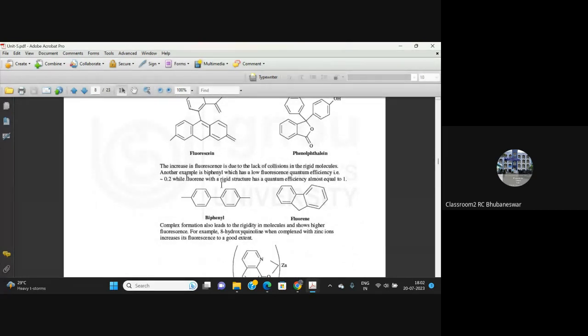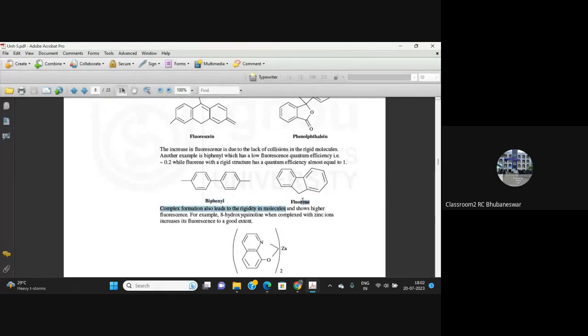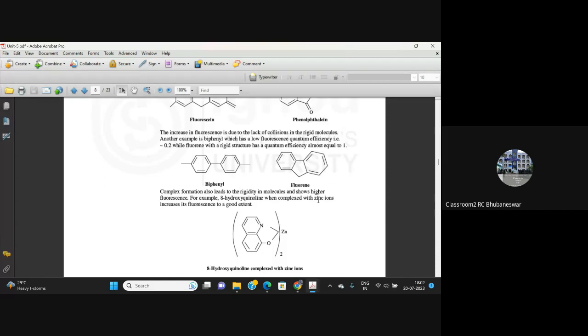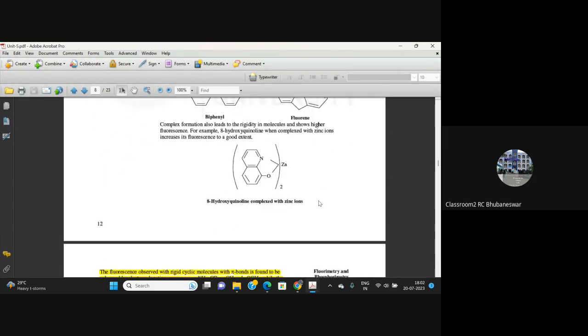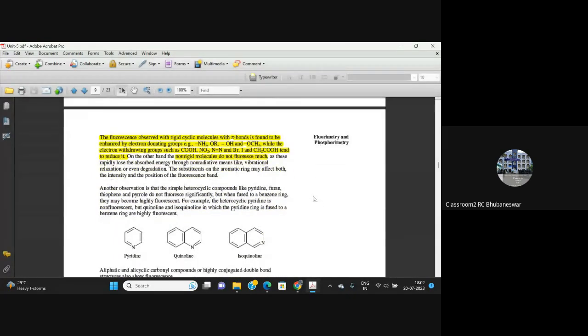Here we can also see one thing, biphenyl and fluorene. These are of low quantum yield and give less intense fluorescence. Wherever conjugation is missing, you may not think that it will be fluorescent in nature. The fluorescence observed with rigid cyclic molecules with pi bonds is enhanced by electron donating groups. If you remember your organic part, if pi bonds are there, conjugation will be more. If electron donating pushing groups are there, they enhance the conjugation, while electron withdrawing groups will reduce it. That is also a criterion.